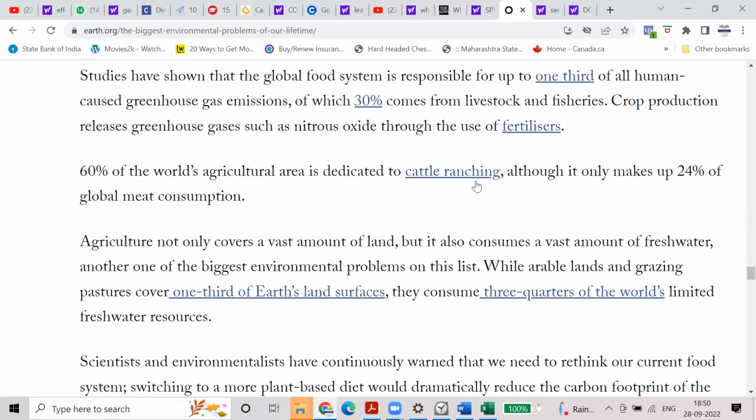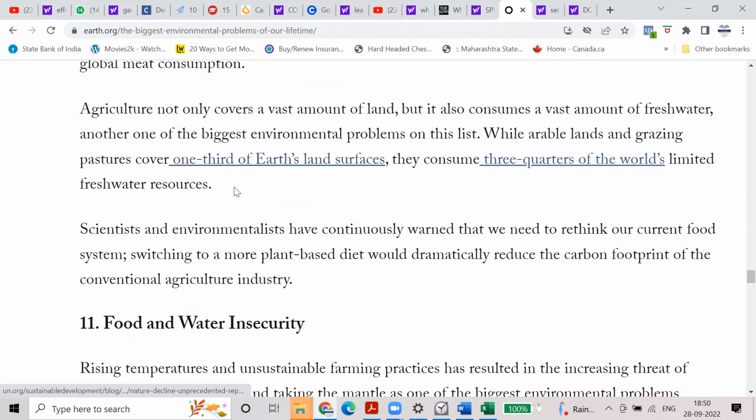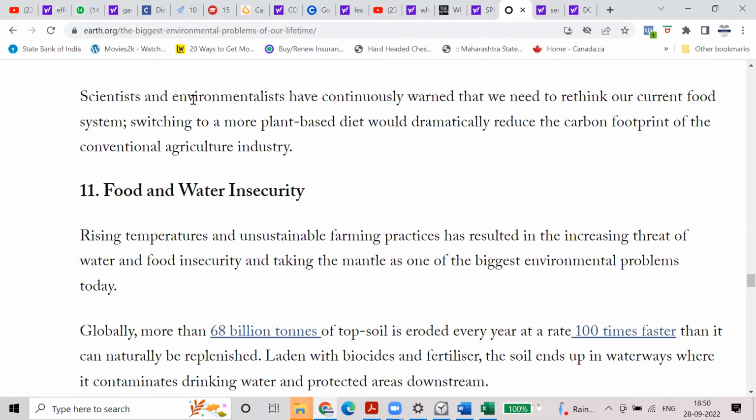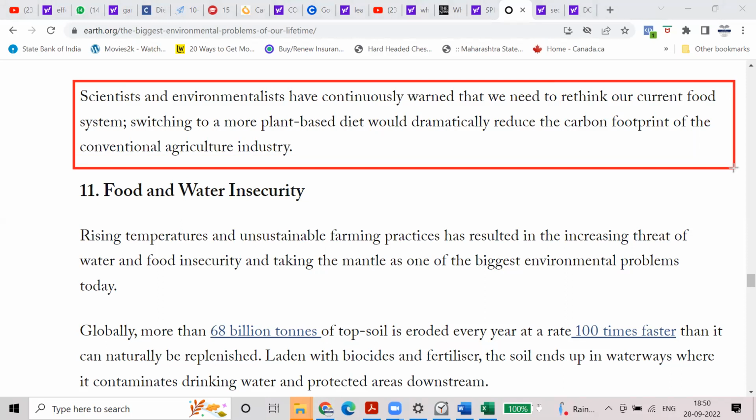Cattle ranch. Ranch means a place where the animals are kept. Global meat consumption is a problem. We're eating too much pork and chicken every day, fish every day. It's a problem. Grazing pastures, plant-based diet. That's the reason people are continuously talking about how we can become either vegetarians or vegans. Why?